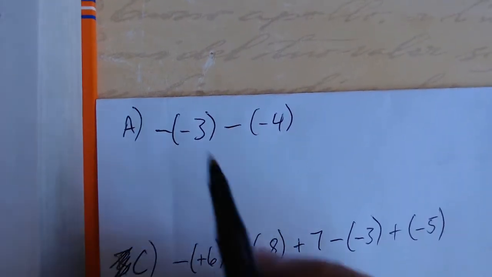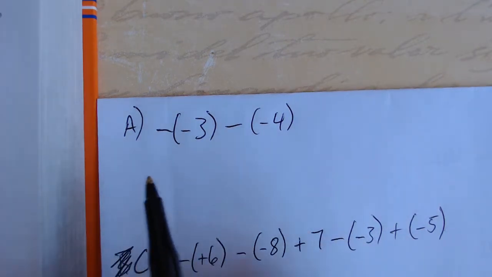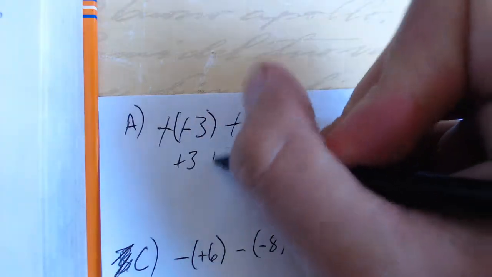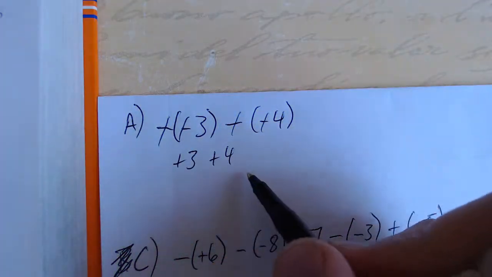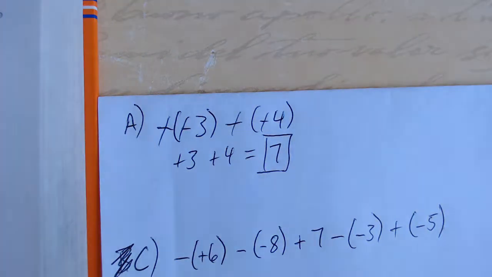So problem A, we have the opposite of negative 3 minus negative 4. So just remember, two negatives can always combine to make a positive. So those two negatives just make this positive 3. Those two negatives make that positive 4. So what we have is 3 plus 4, which is 7. And that's the basic rule we're going to keep using here.